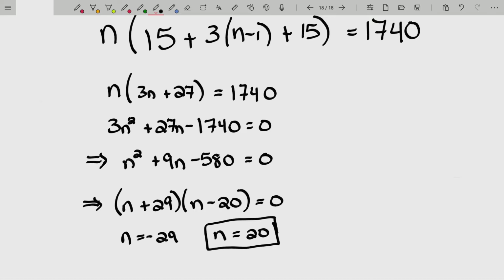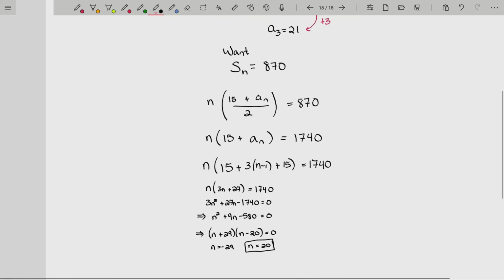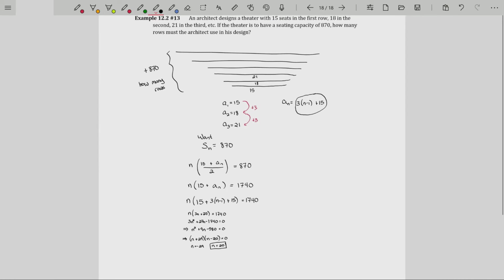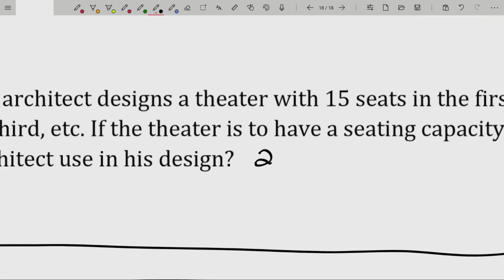So what does this mean in this situation? It means that we get 20 rows in this theater. That's actually not too bad. A 20 row theater, that's okay. And that will give us 870 seats. So how many rows? 20 rows.